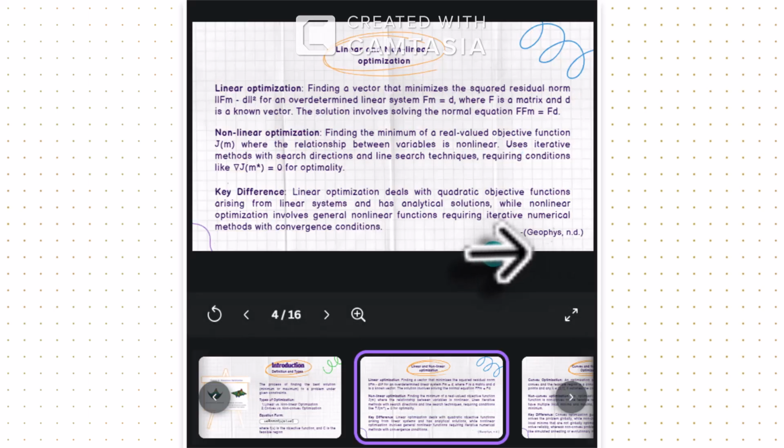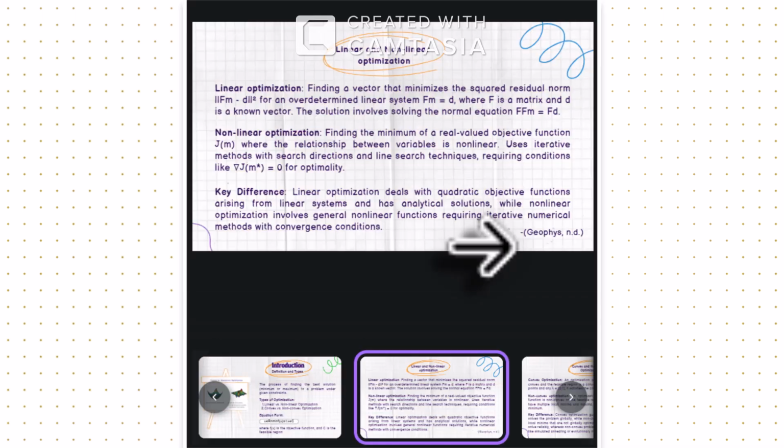So the key difference between linear and nonlinear optimization is that linear optimization is structured with quadratic objectives derived from linear systems and is often solvable using analytical solutions, while nonlinear optimization is much more general, requiring iterative numerical techniques, convergence criteria, and sometimes approximate solutions. In short, linear optimization gives us direct, predictable results, while nonlinear optimization gives us flexibility to model real world problems but demands more sophisticated strategies.